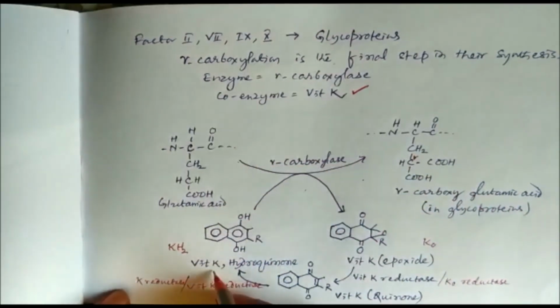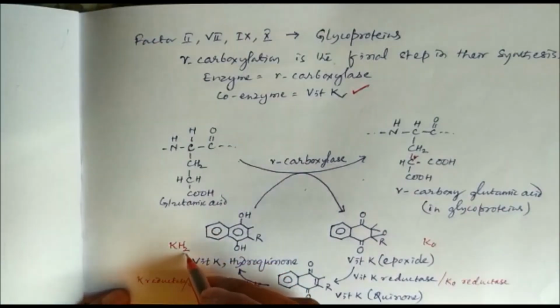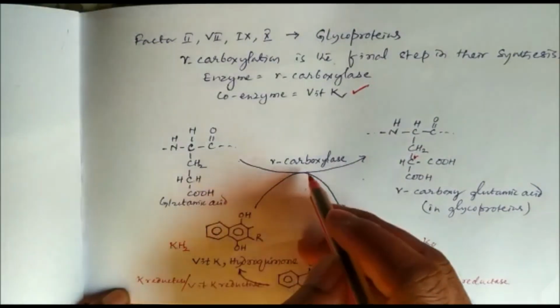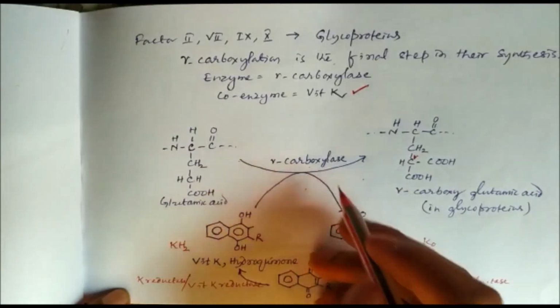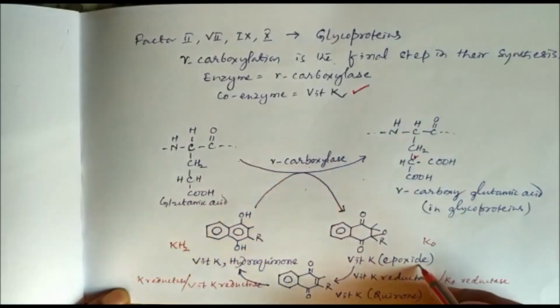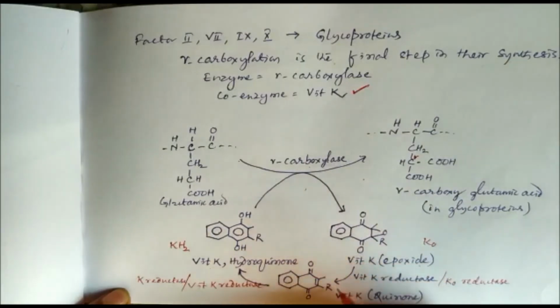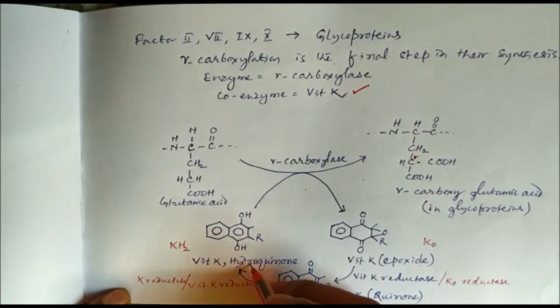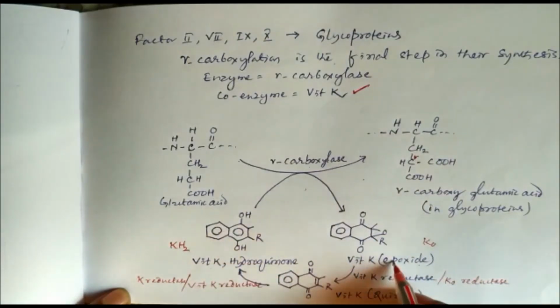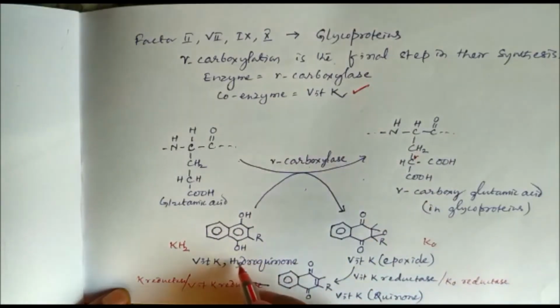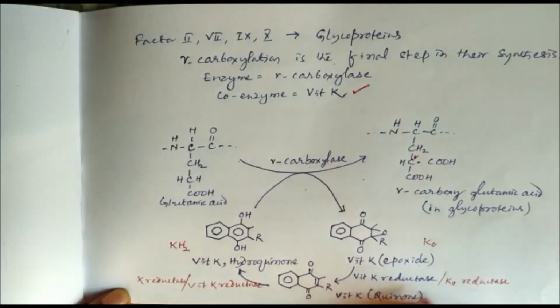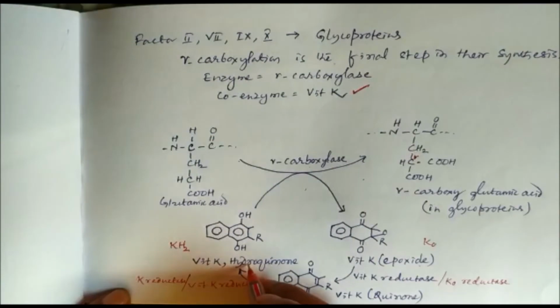So the active form of vitamin K is the hydroquinone or KH2 form. The hydroquinone form acts as the coenzyme to gamma carboxylase, and then it is converted to the epoxide form, which is inactive. So there must be some regeneration of the active form. So epoxide is converted to the quinone form, and quinone is then reduced to the hydroquinone form. Epoxide to quinone, and quinone to hydroquinone, occurs by vitamin K reductase. So here we can say K0 reductase converts epoxide to quinone, and K reductase converts quinone to hydroquinone.